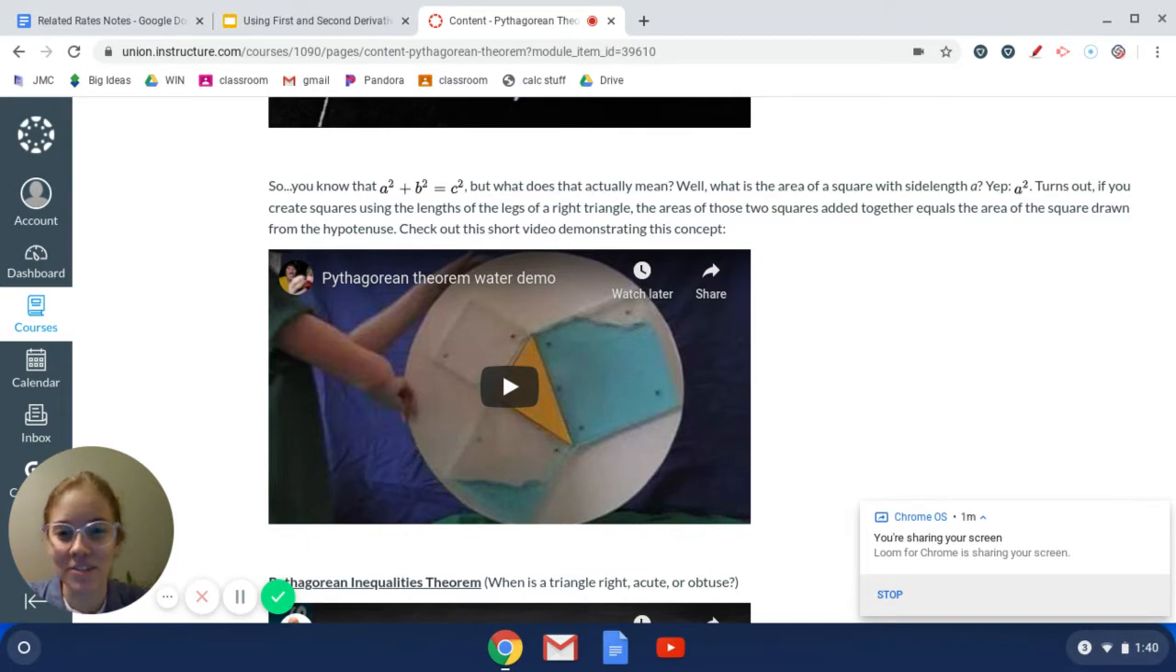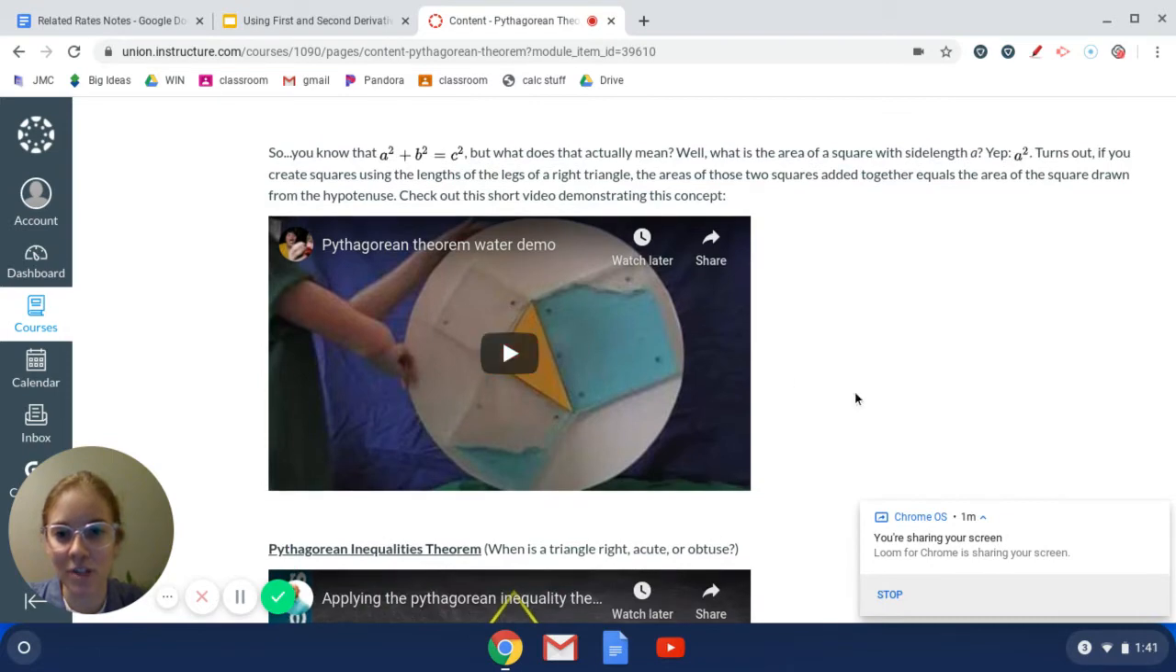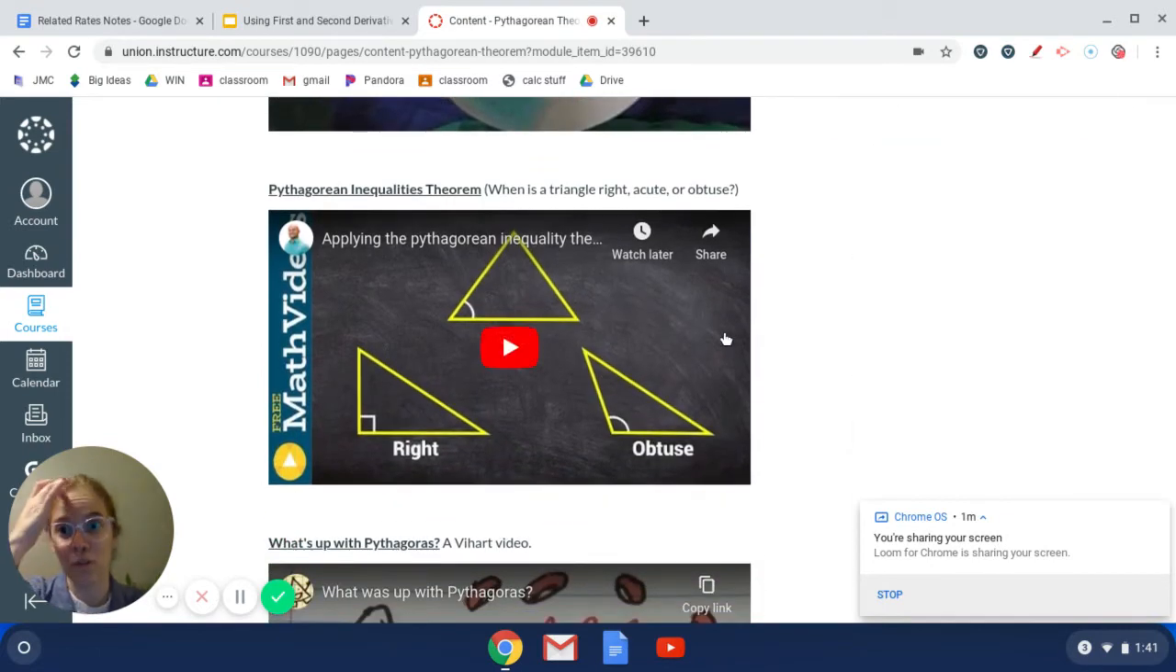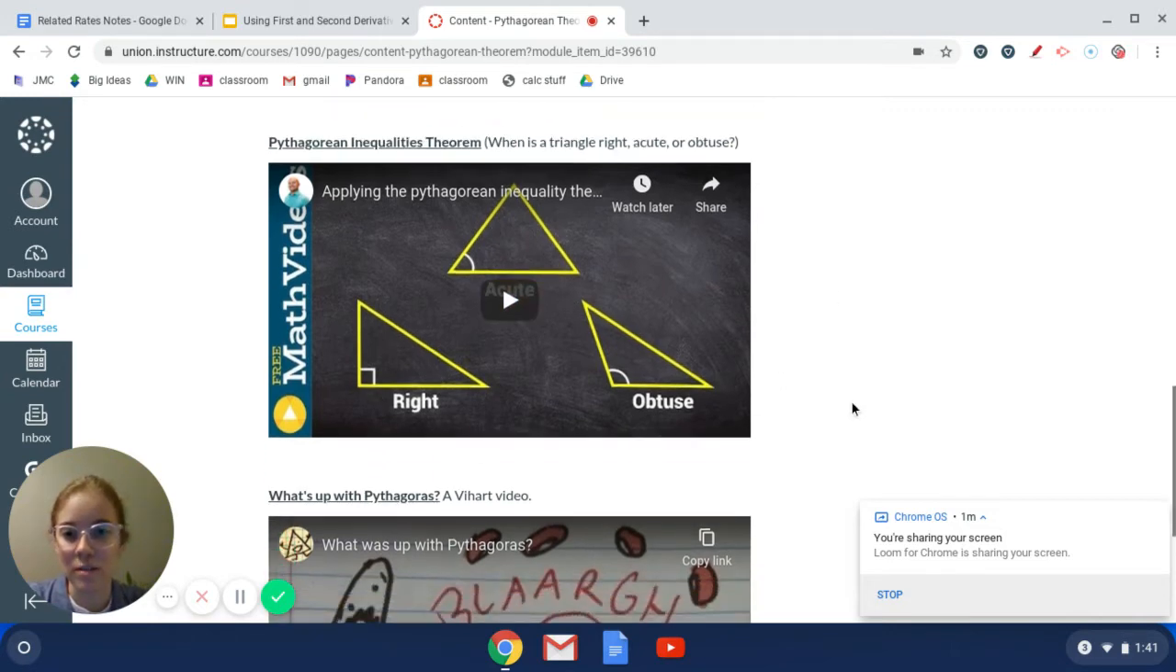And then something new for you all will be this Pythagorean inequalities theorem. You all know that if a triangle is a right triangle, then a squared plus b squared equals c squared. These inequality theorems talk about what if the triangle isn't right? How do a, b, and c still relate to each other? It turns out their relationship is an inequality, like less than or greater than. So check out this video for sure. That's a new concept for you.